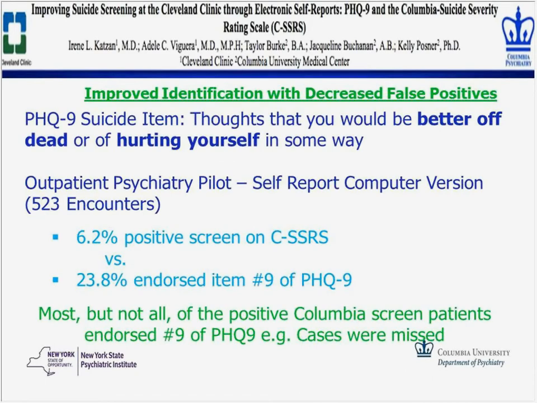We used to use the PHQ, and a lot of people still do, use the PHQ-9 for assessment of depression and suicide.